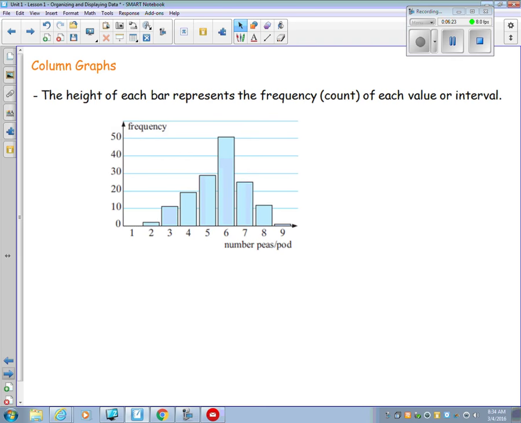Okay, in these kind of graphs, the height of each bar represents a frequency, the number of each value or interval. So for example, we're looking at peas in a pod here. The big bar here, the most common one, there were 51 pods that had 6 peas in them. Okay. Or as you go to the 9, the least common thing, there may have been 1 pod that had 9 peas in it. And obviously there were no pods that only had 1 pea, and there are no bars over here, right? So we can see things much easier from this column graph than we could necessarily from raw data.